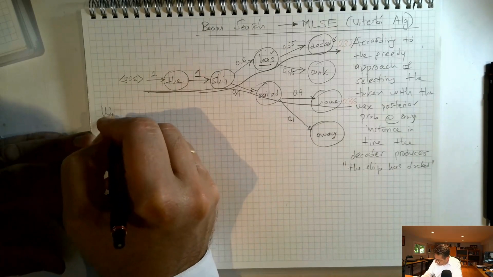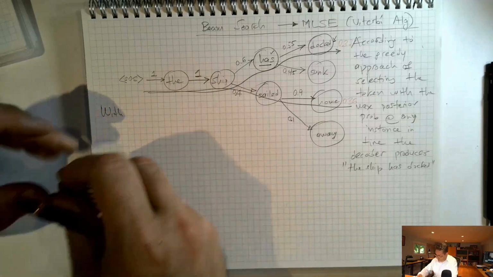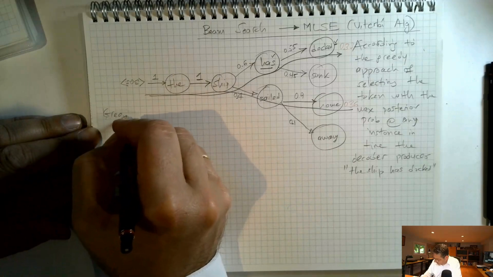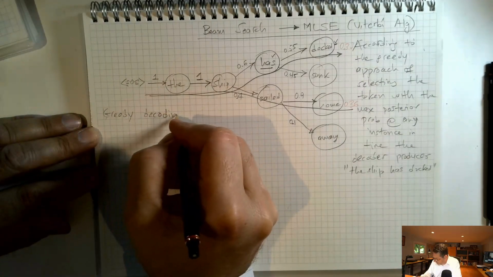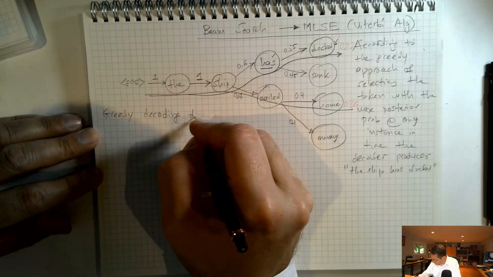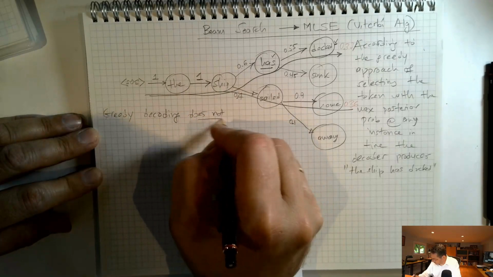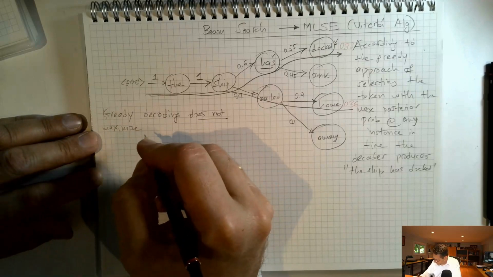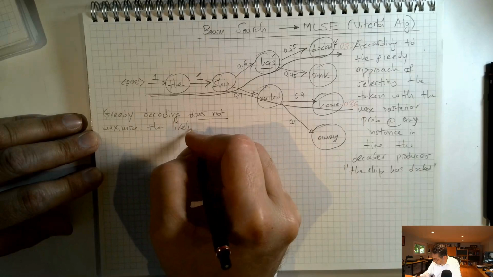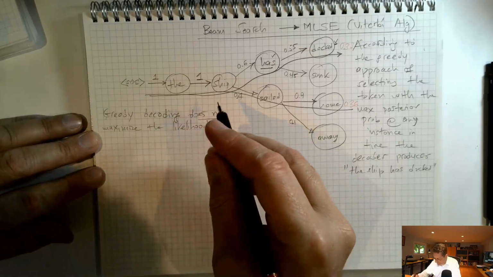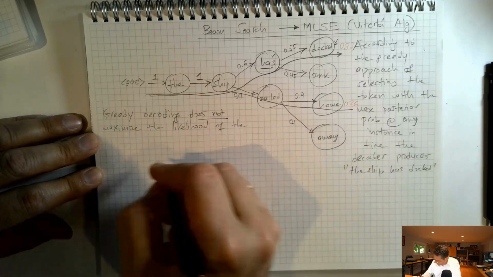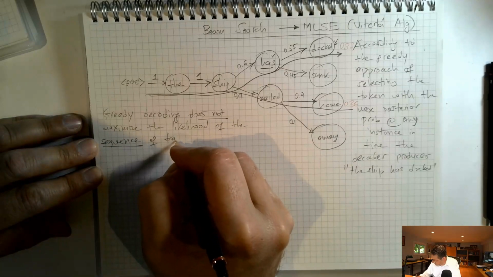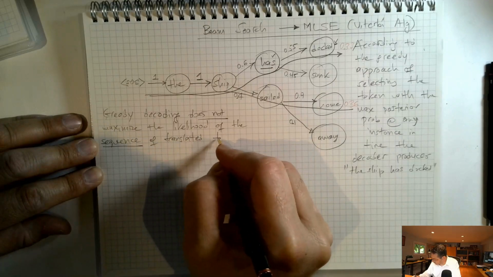With beam search, let me first write down the fact that I was writing earlier. Greedy decoding does not maximize the likelihood of the sequence of translated tokens.